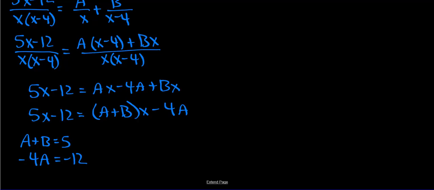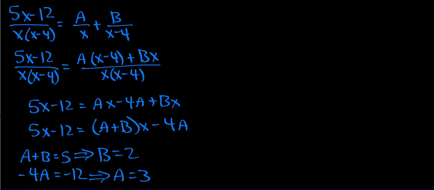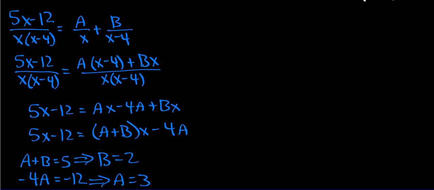So let's see, this means that a is equal to 3. And if a is equal to 3, then that means that b is equal to 2. So now we can go back and get our antiderivative. So here's what we have. We have now the integral of (5x minus 12) over (x minus 4).